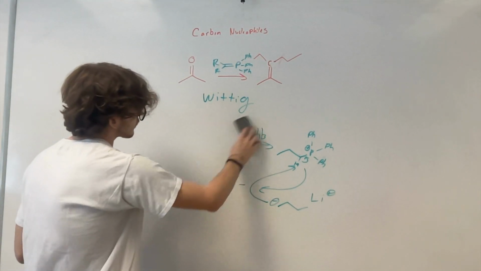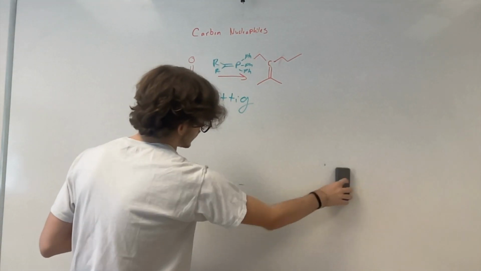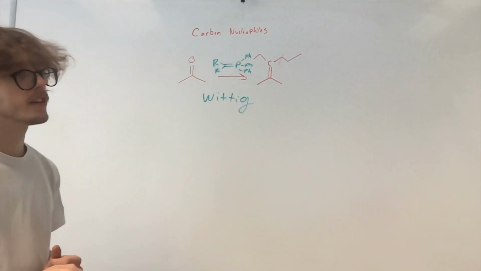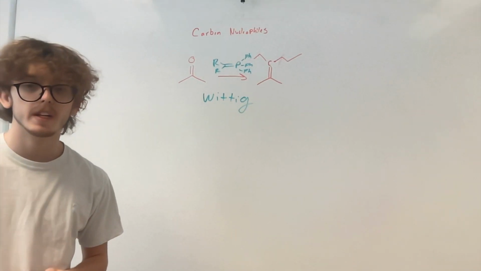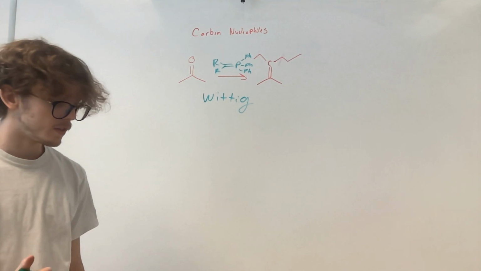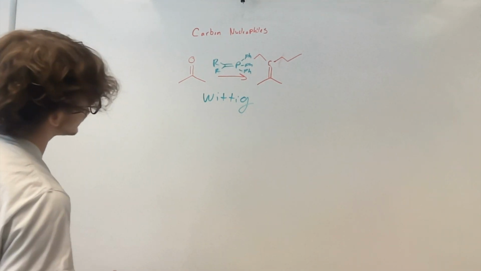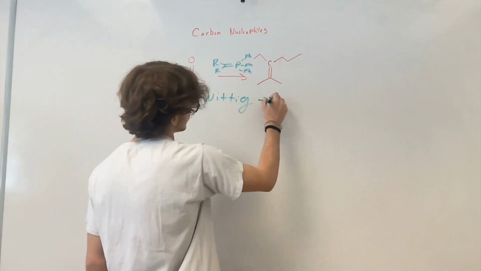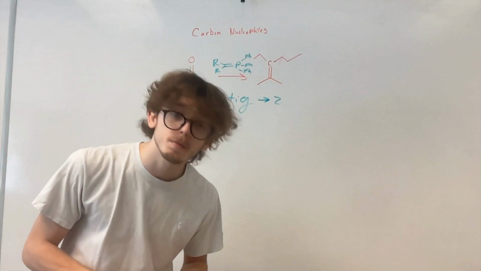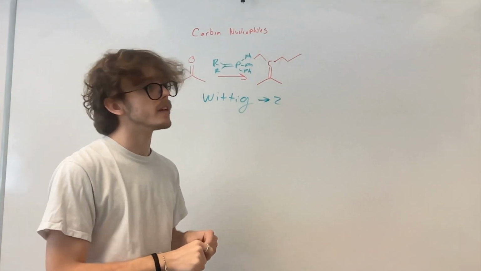Okay, so we understand that. Pretty simple, I'd say. Now what I want to talk about is there's some selectivity of alkene, right? Are we going to make Z alkenes, or are we going to make E alkenes? Wittig will always make Z normally if you just have carbon chains. But if you have electron withdrawing groups on your Wittig, you're going to get E.